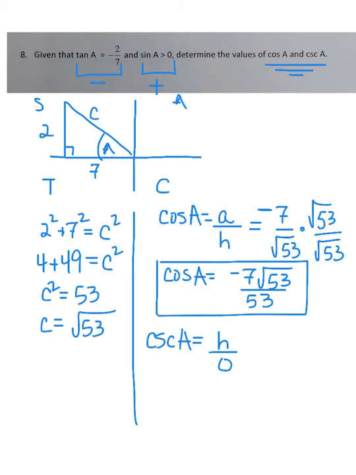Okay, so let me write that down. So that's going to be radical 53 over the opposite, which is 2. Now, let's also take into account that we are dealing with the second quadrant. Sine is positive, but remember, sine's reciprocal trig function is cosecant. So that means this value is also positive. So we can just leave this as a positive radical 53 over 2. And there's your answer.